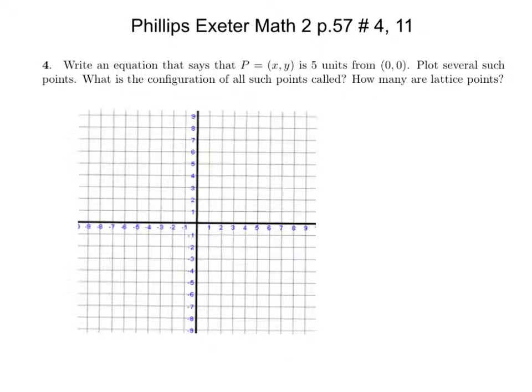This is number 4 on page 57. So we want to find an equation that has an x and y in there that shows a configuration of all the points that are 5 units from 0, 0. So let's just start with, somebody give me a point that is 5 units from 0, 0. Yes? 5, 0. Really easy one right there.